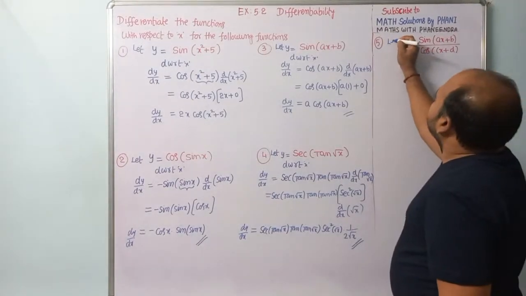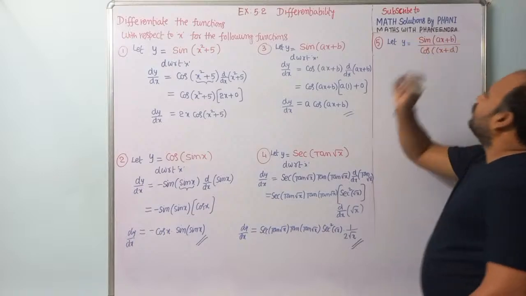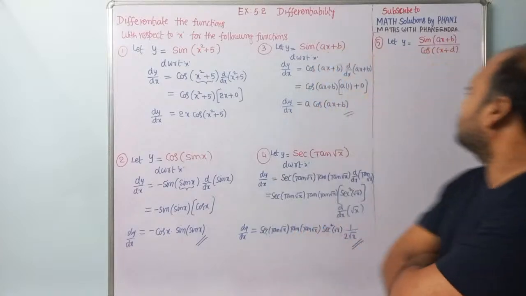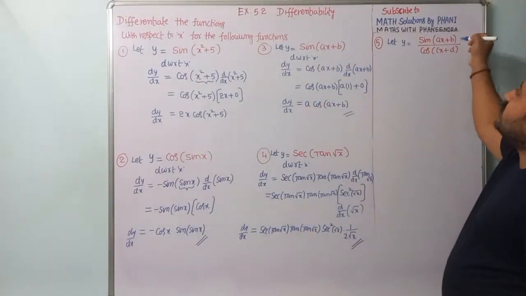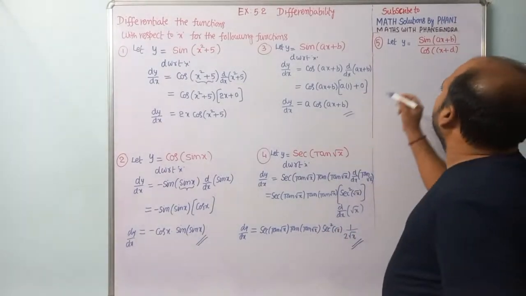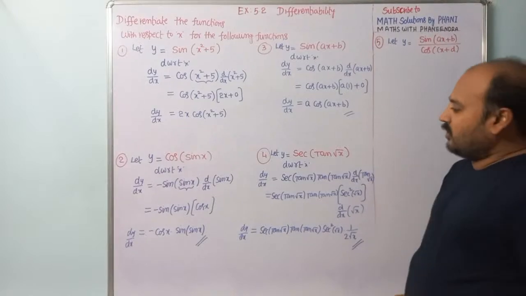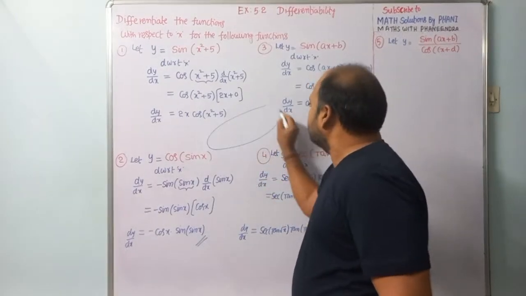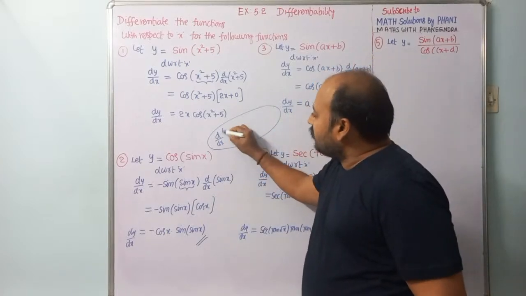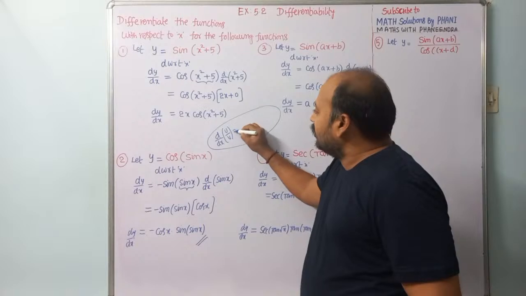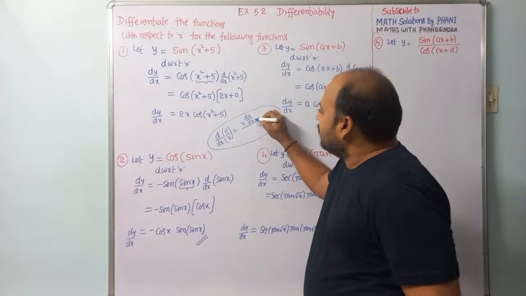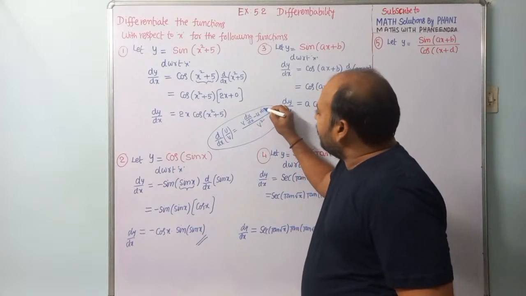Let us consider the given function as y equal to sin of (ax plus b) by cos of (cx plus d). Here we are going to apply the u by v formula, that is, the quotient formula of differentiation. Here I am writing, dear students, the quotient formula for question number 5: d by dx of u by v is equal to (v into du by dx minus u into dv by dx) by v square.